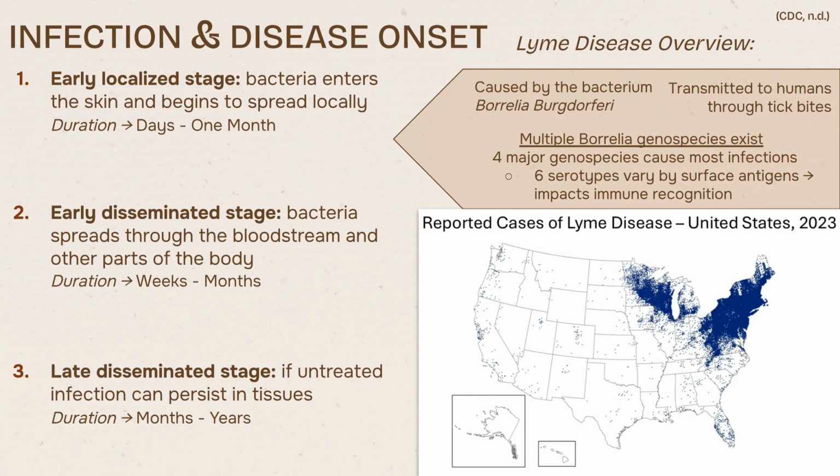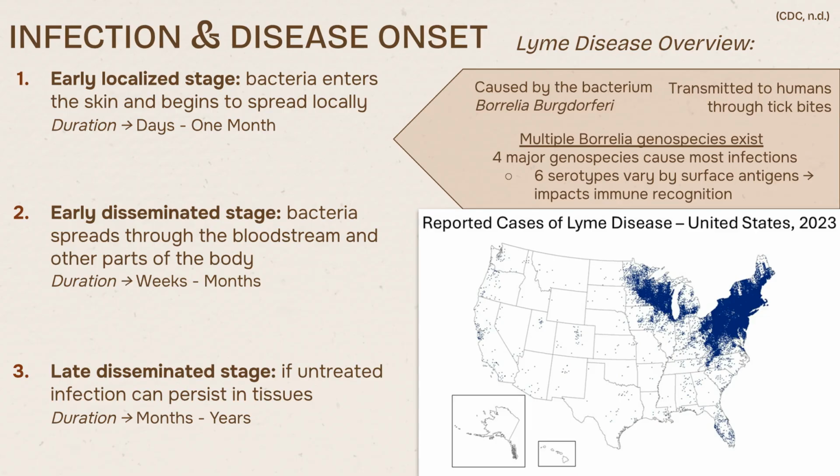Lyme disease is caused by the bacterium Borrelia burgdorferi and is transmitted through infected tick bites. While we often refer to it as a single bacterium, Lyme disease is actually caused by a group of closely related Borrelia genospecies. A genospecies refers to a genetically distinct group within the same type of bacteria. Four of these genospecies are responsible for most human infections, and within them, there are about 6 serotypes, which are variations based on differences in surface antigens.